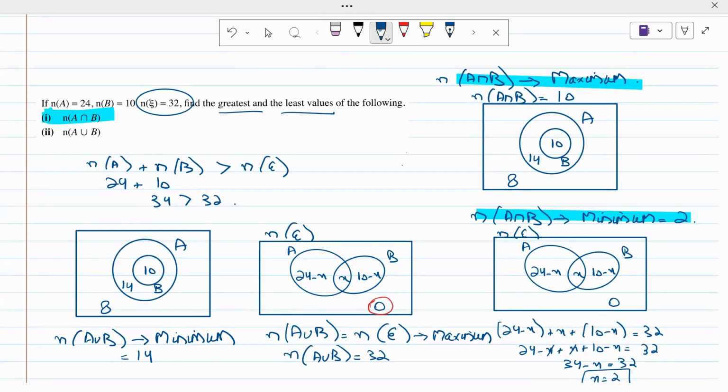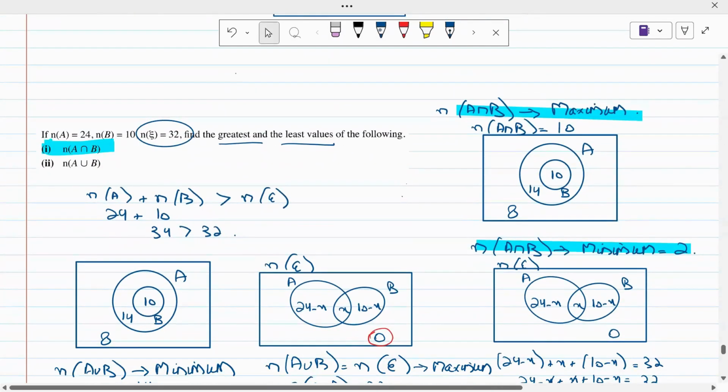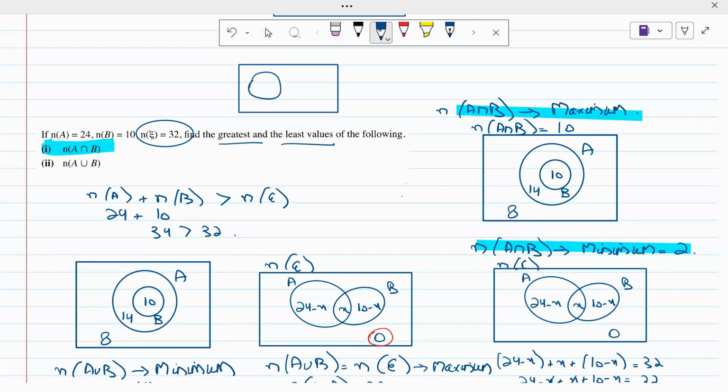So if you have disjoint sets, let's suppose we have the case of disjoint sets. Do you think that when added, they should exceed the universal? Whatever elements are there in set A and whatever elements are there in set B, when added up, do you think they should exceed the universal? No. This is only possible when it's an intersection.